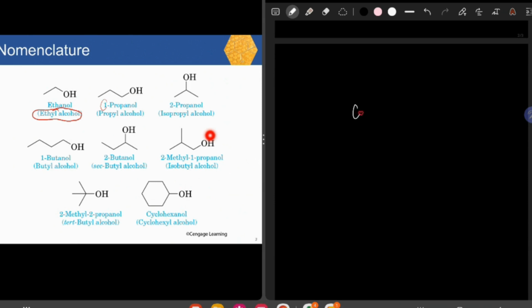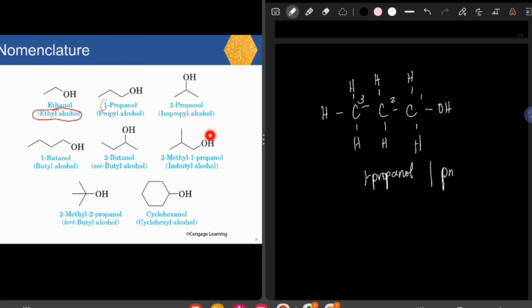So, let's expand itong line angle formula na ito. Propanol, that will be dito yung H. This one, mag-start tayo to 1, 2, 3. Then this one is 1 propanol. You can just write propanol. It's fine.